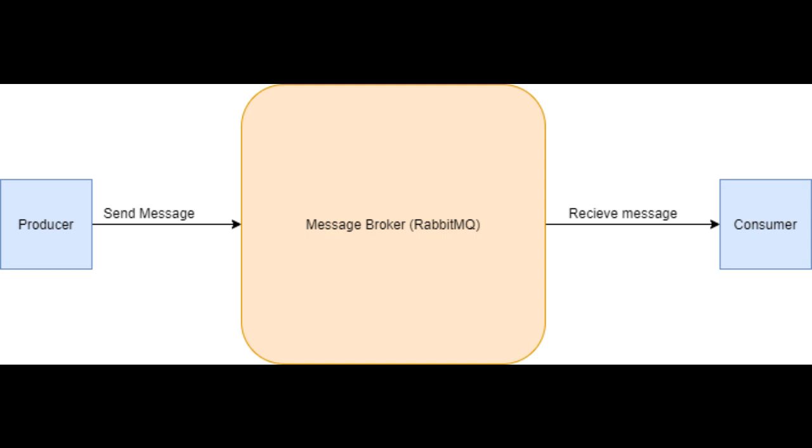Hello guys. In this video, we will learn about RabbitMQ architecture and how RabbitMQ works. The basic architecture starts with a producer and consumer. Producer is the application or service which is sending messages. Consumer is the application or service which will be receiving the messages sent by producer.